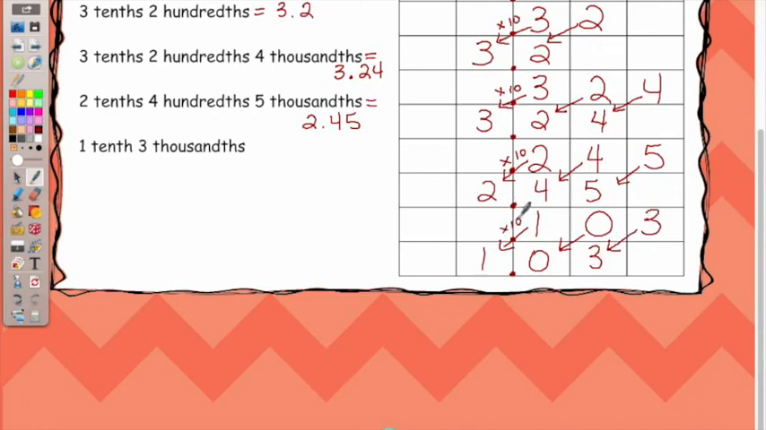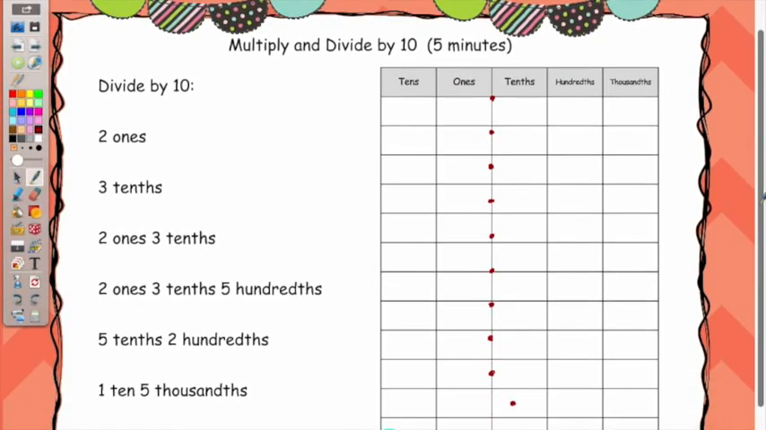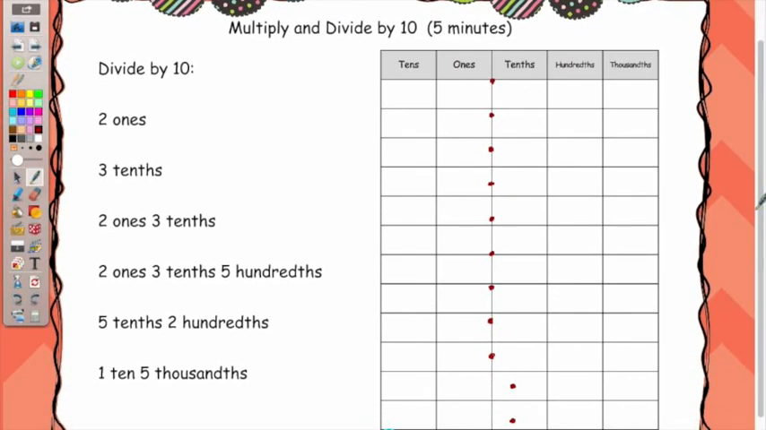And I've got 1.03. Hunter Garza? 1 and 3 hundredths. Awesome. I'm going to turn the page. You're just going to go down to the next row. Do you want to draw a line between division and multiplication? Yeah, just to kind of keep things from getting jumbled up on your paper.